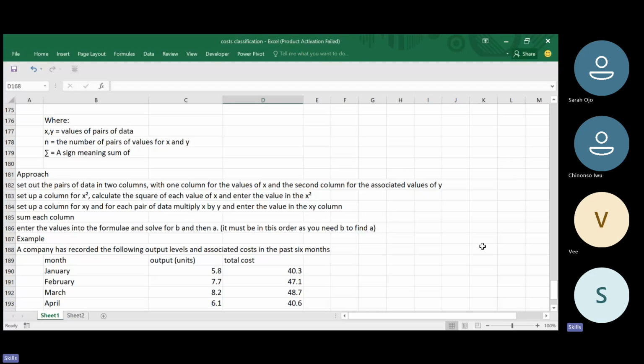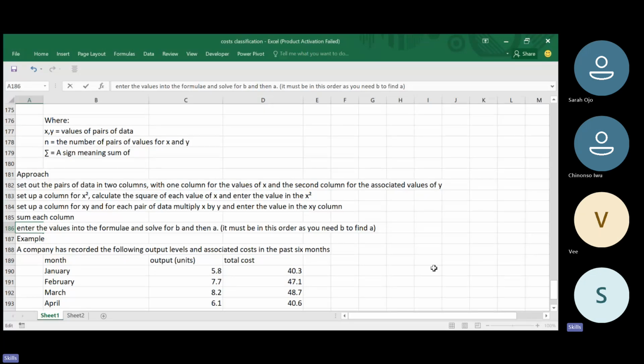It must be in this order, as you need b to find a. You need b to find a. So you start solving for b.